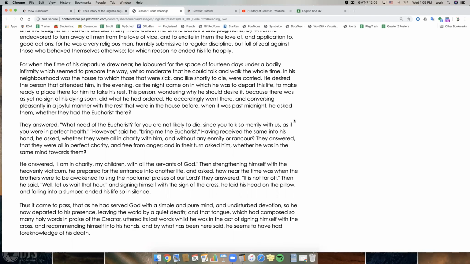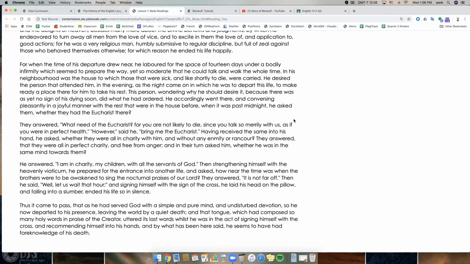He desired the person that attended him in the evening, as the night came in which he was to depart this life, to make ready a place for him there to take his rest. This person, wondering why he should desire it, because there was as yet no sign of his dying soon, did what he had ordered. He accordingly went there, and conversing pleasantly in a joyful manner with the rest that were in the house before, when it was past midnight, he asked them whether they had the Eucharist there.